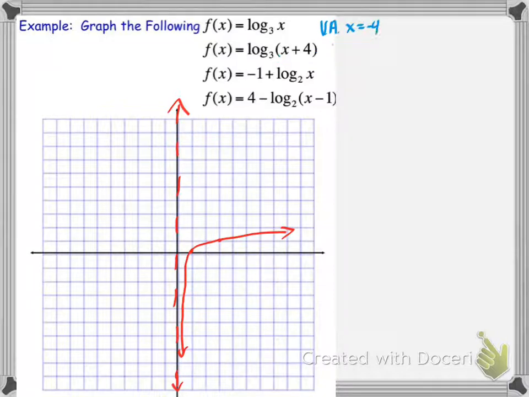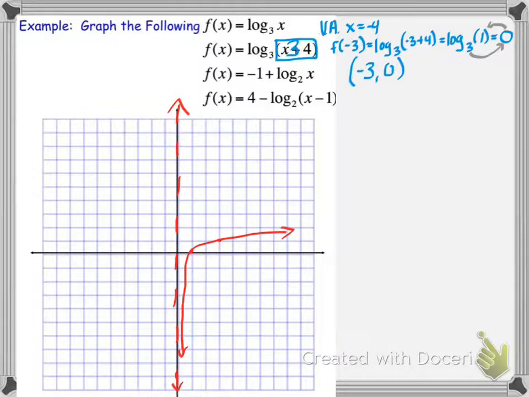The next key thing we're going to look at is when is the inside 1? The inside is 1 when x is negative 3. So I'm going to plug negative 3 in because I can calculate log base 3 of 1 is always 0, because 3 to the 0 power is 1. So I've got a point, (negative 3, 0).